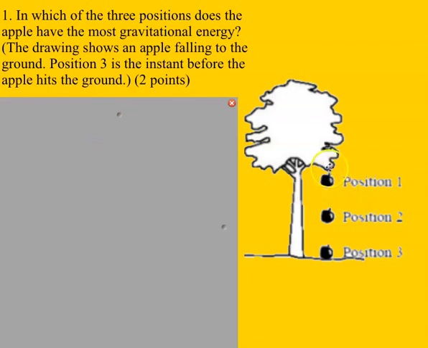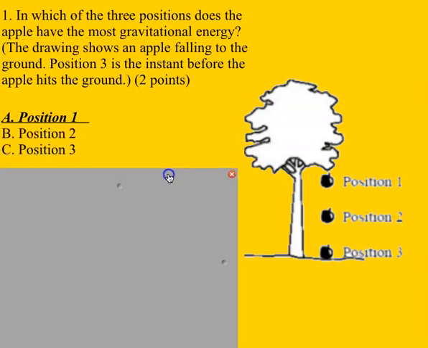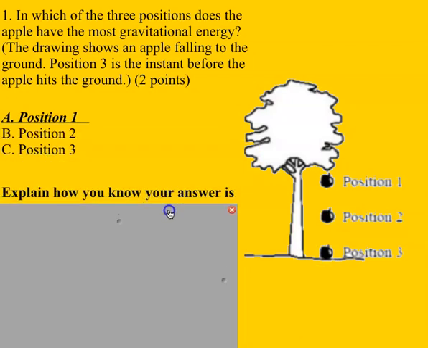So here, it's position 1. It looks like it just started to fall. You have one in the middle and one just before it hit the ground. So the correct answer should be number 1. Now the key is why. Remember, gravitational energy is dependent on elevation and mass. The mass does not change here.